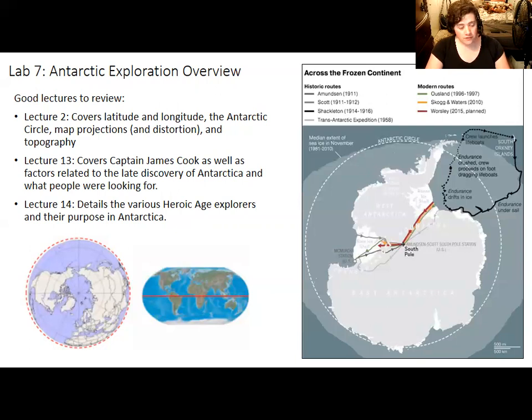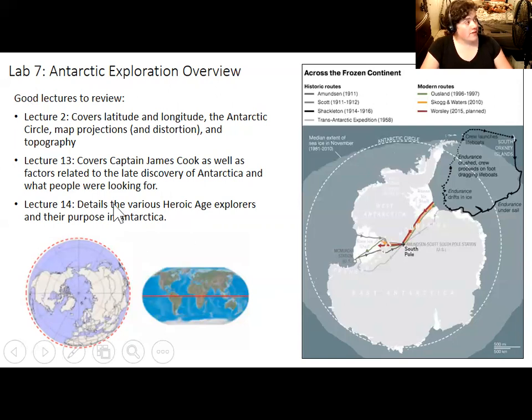And lectures 13 and 14 are worth reviewing because Captain Cook, who is one of the historical figures that you see talked about in Lab 7, is discussed there. And then the various heroic age figures like Shackleton and Amundsen are discussed in Lecture 14.